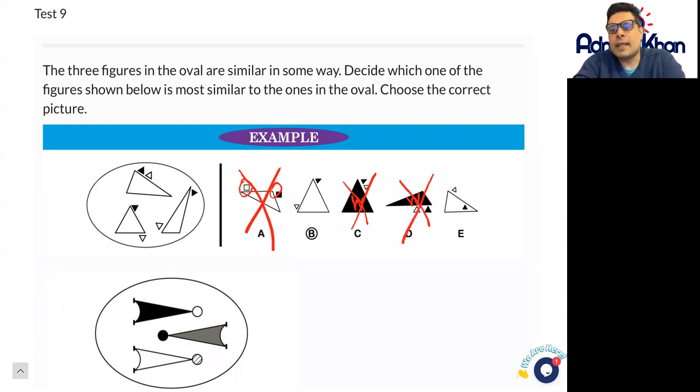And for figure E, the triangle is inside the big triangle. In this case, we can cross this out as well. B will be the correct option because it's a white triangle. And at the same time, we've got black and the white on the outside. So B is the correct option in this case. Let's move on to the main question now.